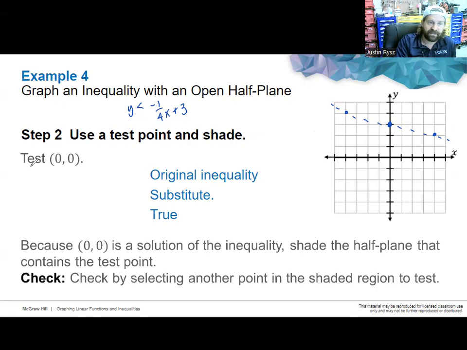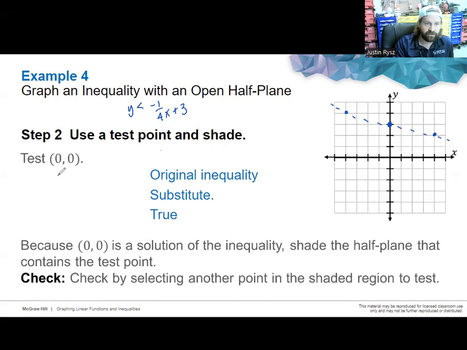All right, the last step is: do I shade above or below? Which side am I going to be shading? In order to do that, we need to test a point. You can pick any point as long as it's not on the line. We could pick 1, 1. We could pick 2, 4. We could pick -6, -6. We can pick any point that we want. I think an easy point to test is right there at 0, 0. It's usually mathematically the easiest one to figure out.